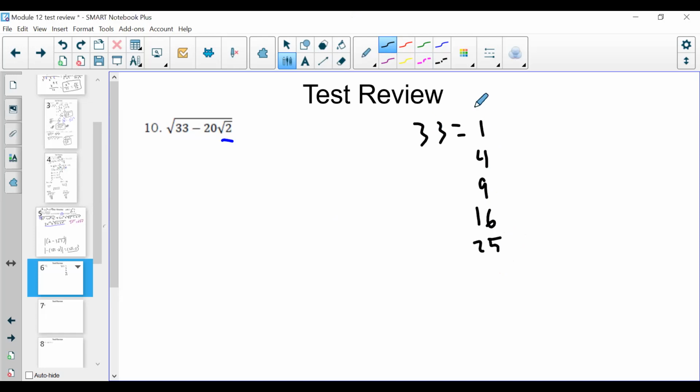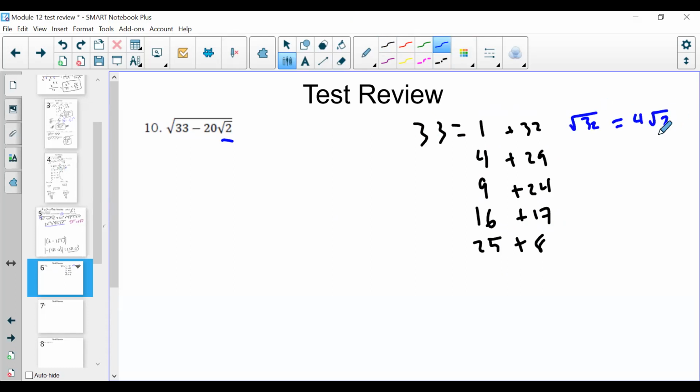All right, so now I'm going to see what do I add with these perfect squares to get that 33. In this case, it's 32, that's 29, 24, 17, and 8. And then I want to figure out, well, when I take the square root of the second number, does it end with a root 2? The square root of 32, that's 4 root 2. So this could work. The square root of 29, that's just the square root of 29. 29 is prime, it's not going to do anything, so that's not going to work.